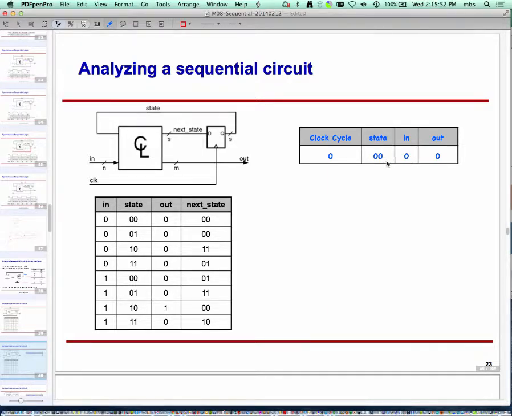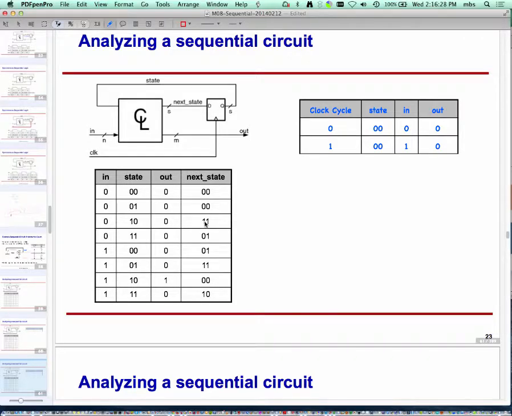Input is 0, so at the clock edge, with 0, 0, 0, the output is 0. Now, what would be the next state after this? When the next clock tick comes, what do you think the state of the system becomes? So current state is 0, 0, input is 0. Looking at this, input 0, current state 0, 0. So at clock cycle 1, the next state becomes 0, 0.